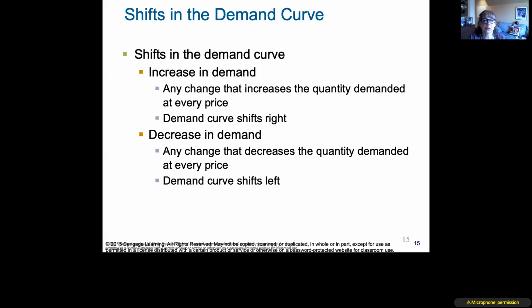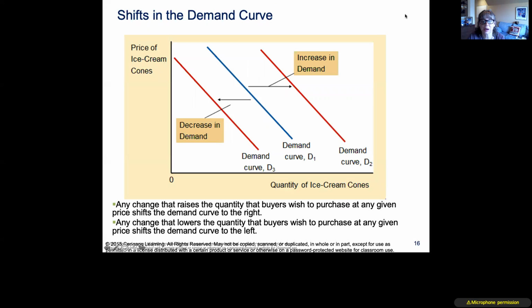An increase in demand, any change that increases the quantity demanded at every price, will shift the demand curve to the right. A decrease in demand, any change that decreases the quantity demanded at every price, will shift the demand curve to the left. You were like, what am I talking about? So, in this particular case, anything that increases the overall demand for the good will shift the demand curve to the right. This is a rightward shift, an increase in demand. Anything that decreases the demand will shift the demand curve to the left.